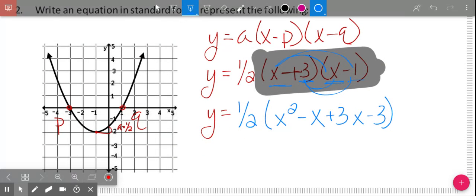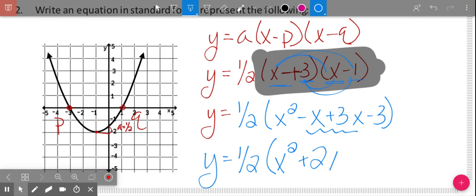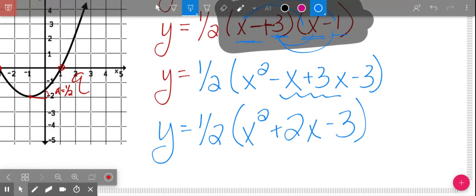From here, I just need to combine my like terms. So I'll have y is equal to, that 1/2 is still just hanging out front, x squared. Negative x plus 3 gives me plus 2x minus 3. Then my very last step, I'm going to distribute that 1/2.